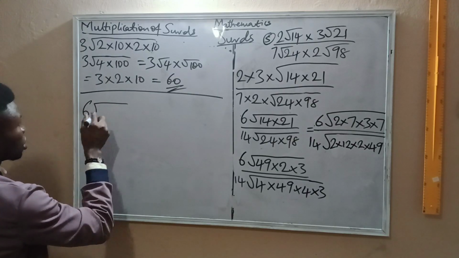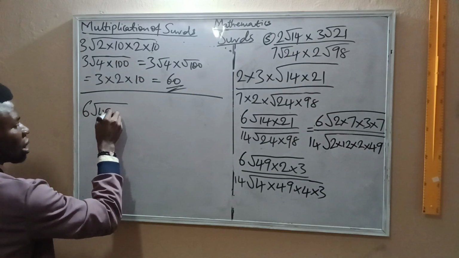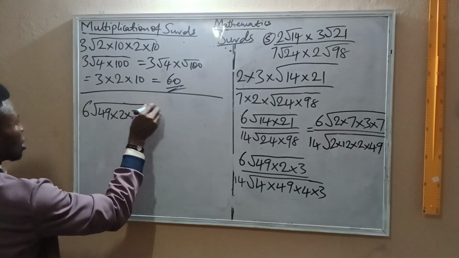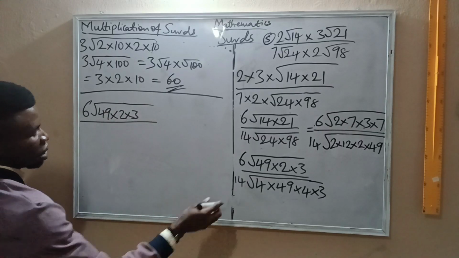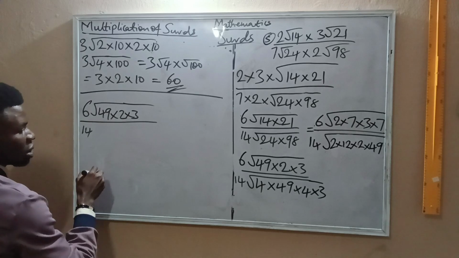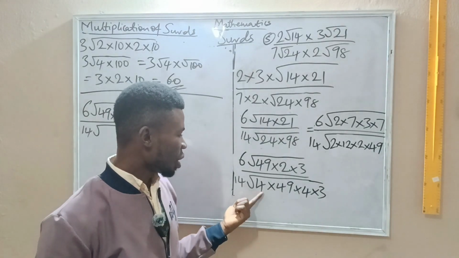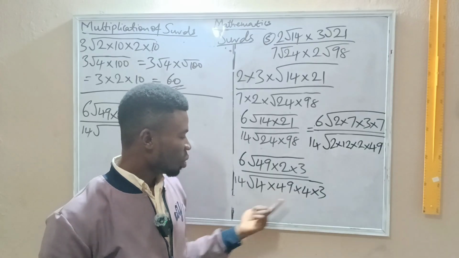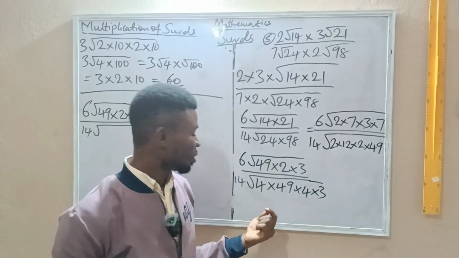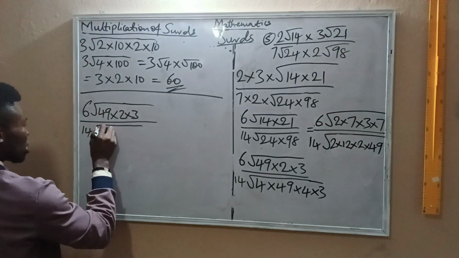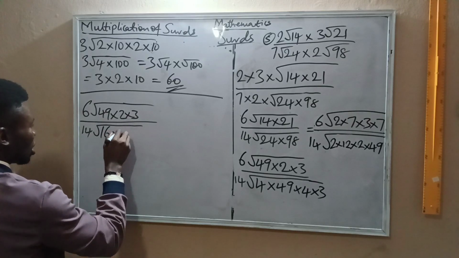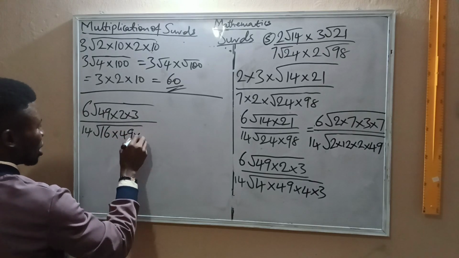And that is the same thing as 6 surd 49 times 2 times 3 all over 14 surd. Now, you see we have 4 here and 4 here. And when we multiply both of them, we get 16, which is another perfect square. So this is 16 times 49 times 3.